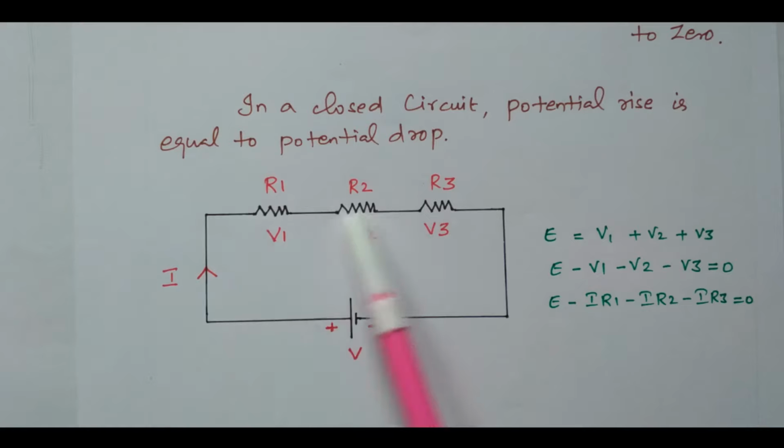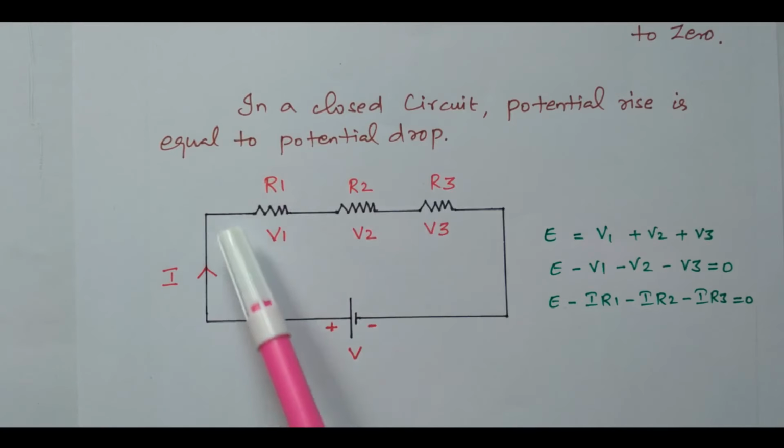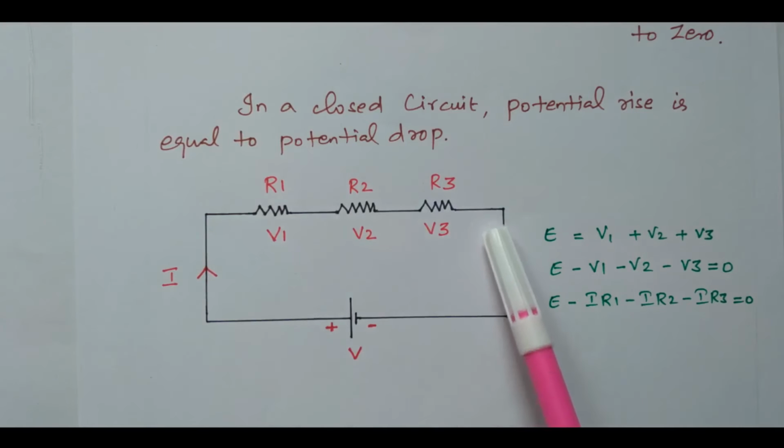Now consider this closed loop. In KCL, we consider one node, junction point. Here we consider one closed path. There are three resistors connected in series, R1, R2 and R3. Supply is given. These three resistors are energized by this DC voltage source. Right? R1, R2, R3, three resistors are connected in series, energized by the voltage V.